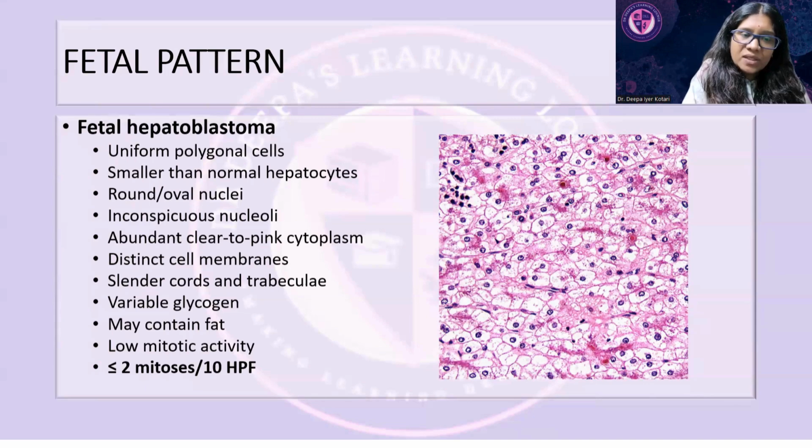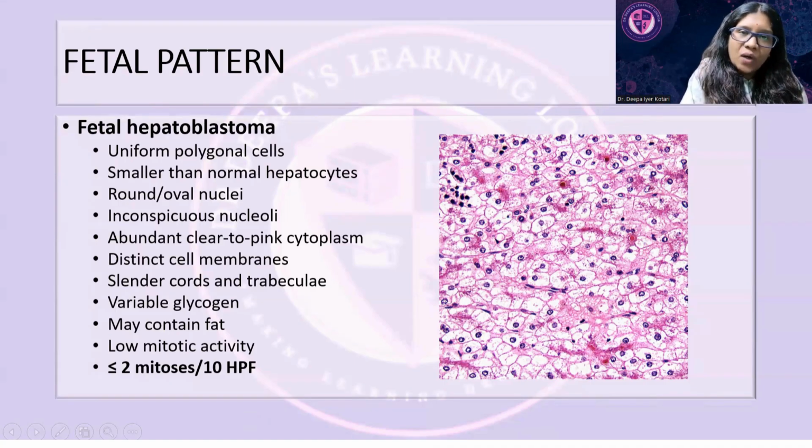One characteristic feature is the presence of alternating dark and light areas. If you're able to see, there are some dark areas here and some light areas here. Some dark, some light areas. That is a characteristic finding seen in the fetal type of hepatoblastoma. That basically represents the variable quantity of glycogen within these cells. Whether it is less or more determines the color that is associated with it.